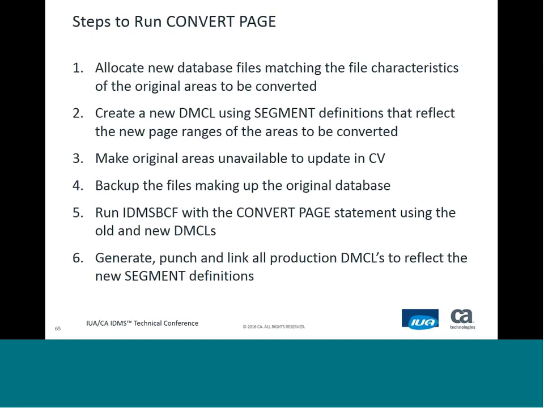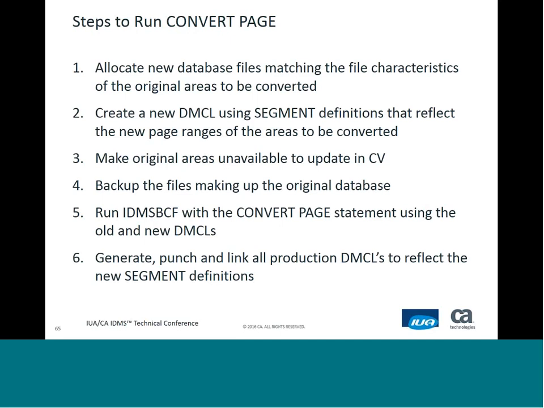The steps to run the convert page utility: allocate the new database files, matching the file characteristics of the original areas to be converted. So again, we're talking about the number of pages and the page size. Create a new DMCL segment using the segment definitions that reflect the new characteristics, in other words, the new page range of the areas that you're going to convert.